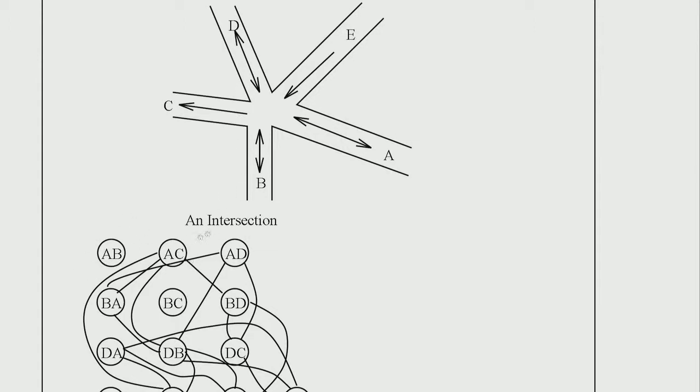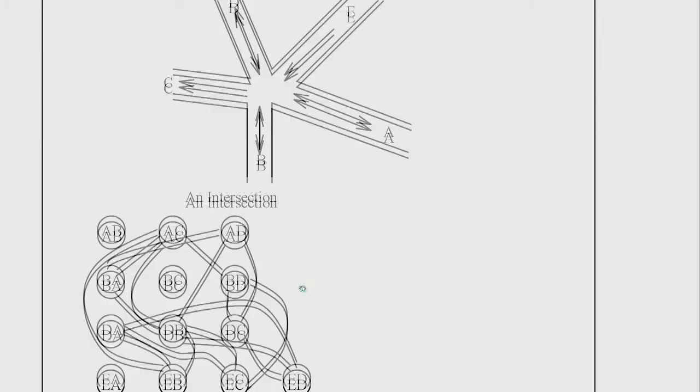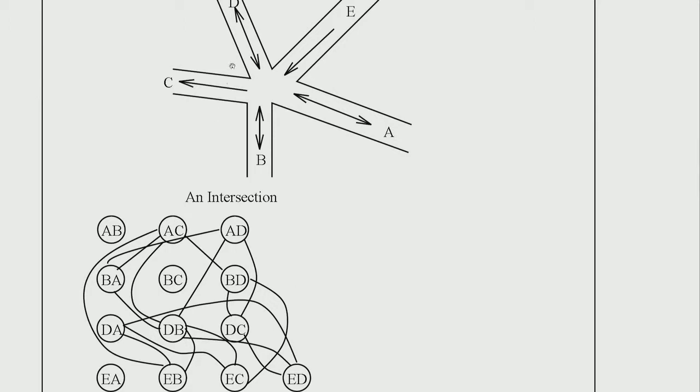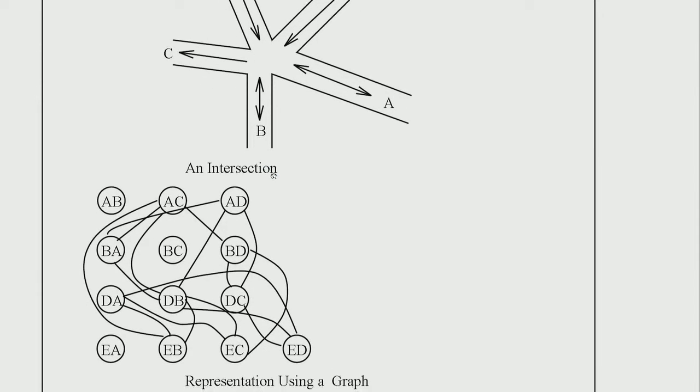Similarly, from B, what are the paths that I can take? I can go from B to A, I can go from B to C, and I can also go from B to D. So, there are 3 paths again. Similarly, I do it for the rest also. From D, I have D to A, D to B, and D to C. From E, I have E to A, E to B, E to C, and E to D. All the 4 paths are possible.